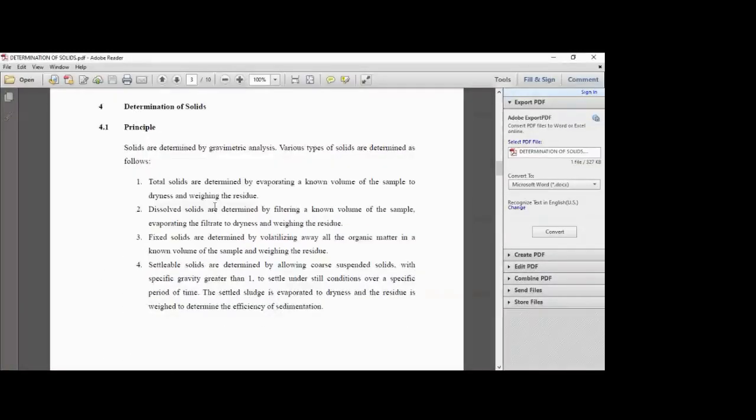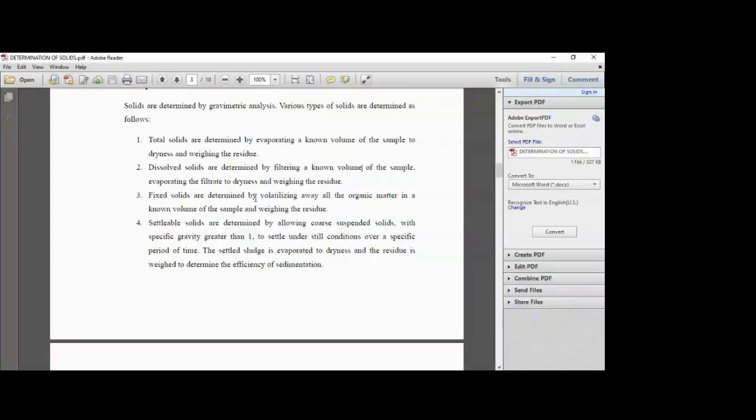So I will be removing the suspended solids by filtering a known volume of the sample, so that the total suspended solids get removed, and I get only the sample which consists of the dissolved solids. Then I will evaporate it, and the residue that is there will be nothing but your total dissolved solids. So how can I find out fixed solids?